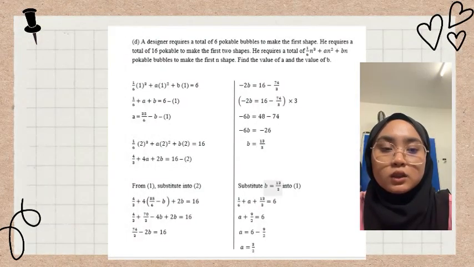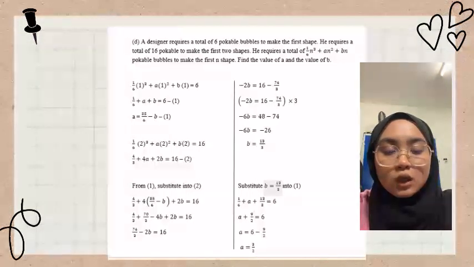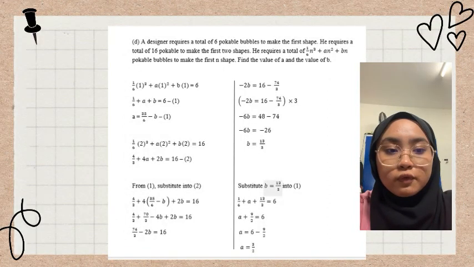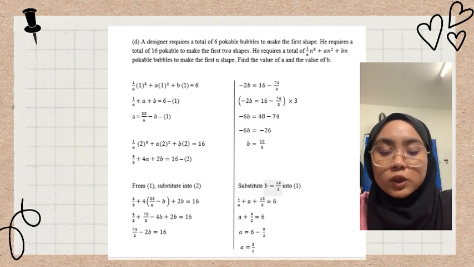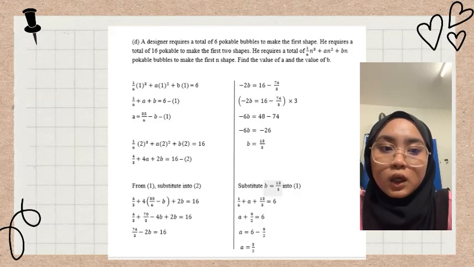Okay, from that equation, they already give the formula. We just use it to solve the problem. And then we got a equal to 35 over 6 minus b. That is the first term. To solve the equation, we just solve it like we solve a linear equation. And then we got b equal to 13 over 2 and a equal to 3 over 2.